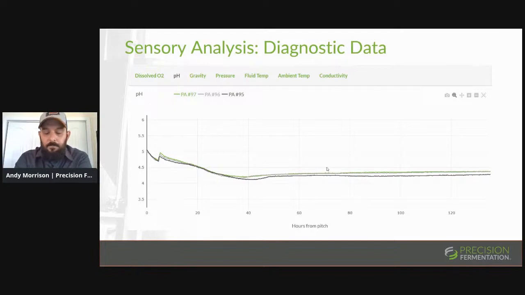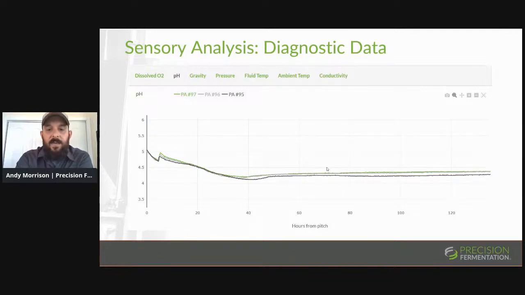So we pulled up the gravity graphs, looked at those. There wasn't anything particularly to note, but when we got to this pH graph here that you're looking at, the first thing that we noticed was that Pale Ale 95, while it starts at basically the same point as the other two, it acidifies a little bit more deeply than the other two do.